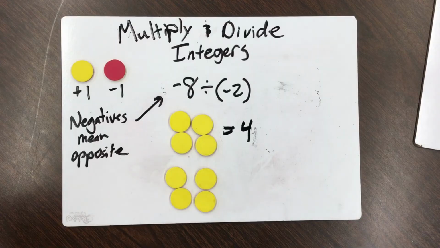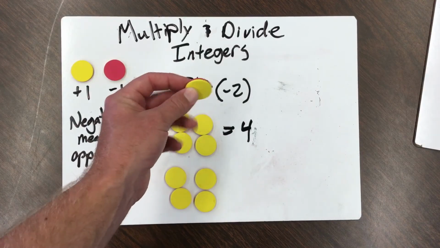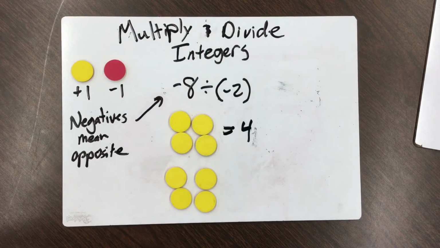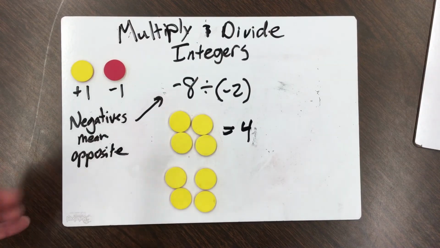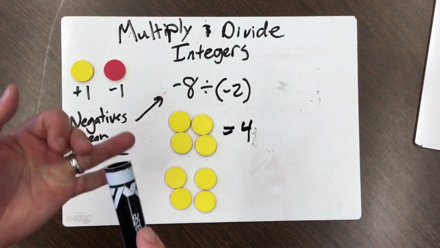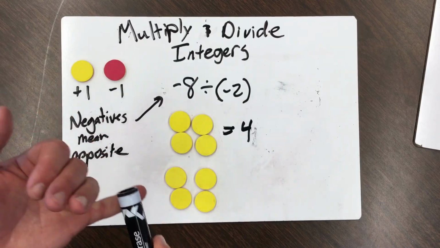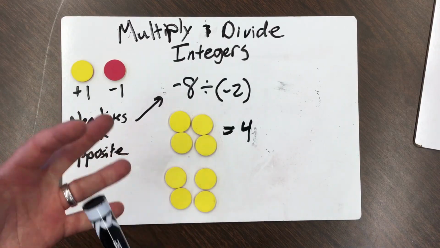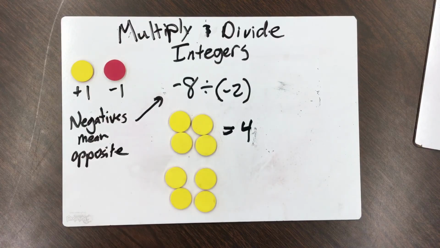And so this is how the whole negative or positive rules work with integers by using counters. Hopefully this has helped you realize the why behind it. Again, you just really have to know that a positive times a positive will be positive. A negative times a negative is positive. But if the signs are different, it'll become negative.